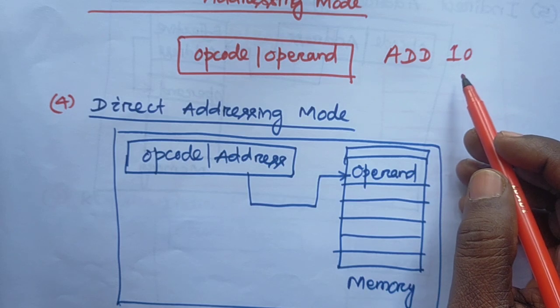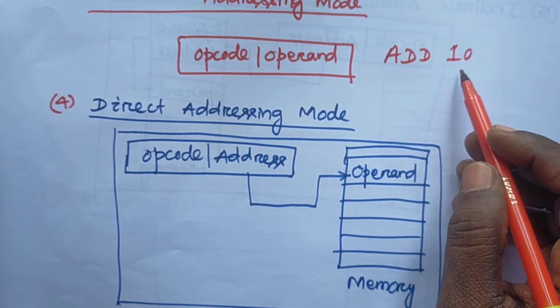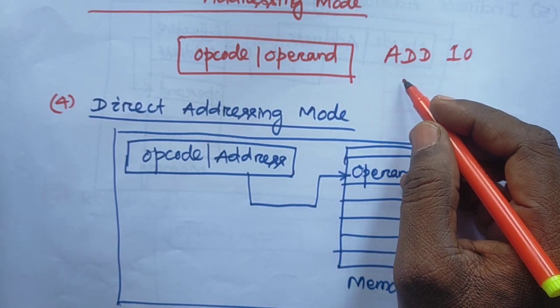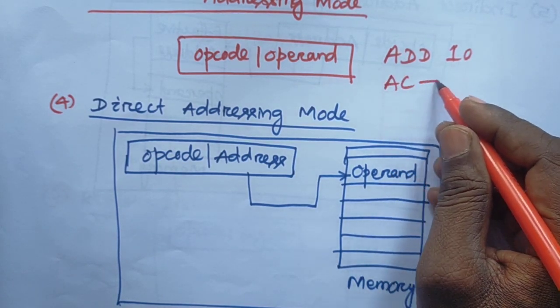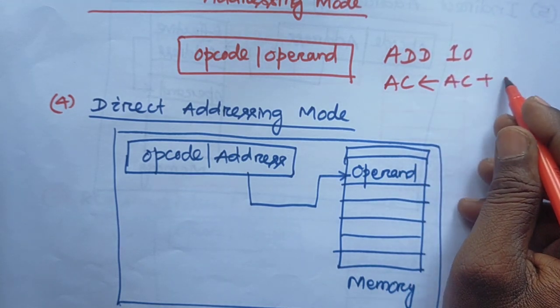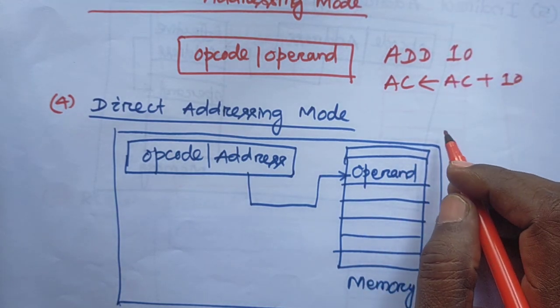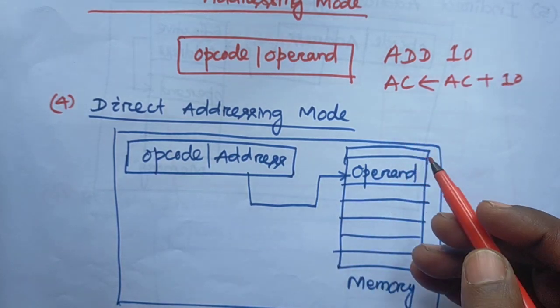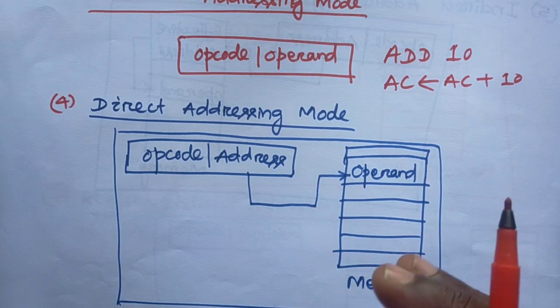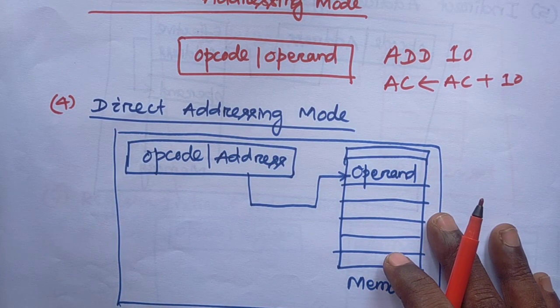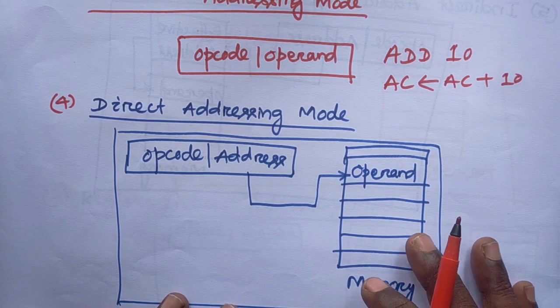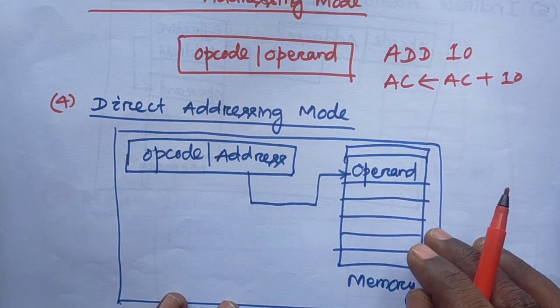Since it is a single operand, we use the accumulator. The accumulator stores the data, so accumulator plus 10. Direct data can be used in this way. So immediate addressing mode means the data value can be used directly, without the operand pointing to some data. This is the immediate addressing mode: the direct value can be used.